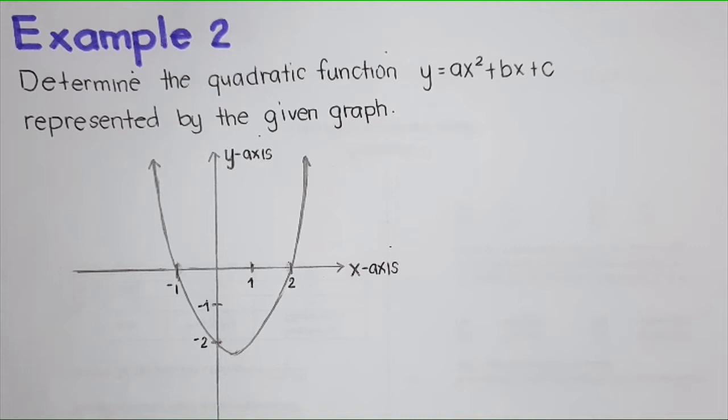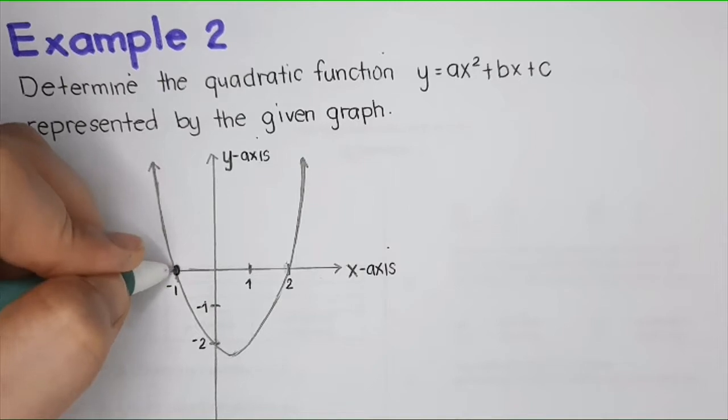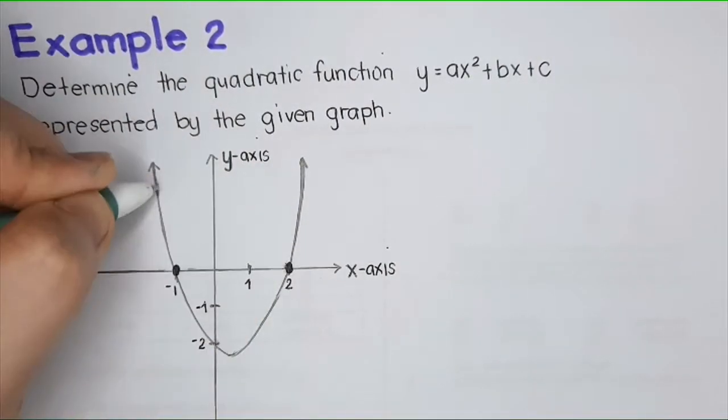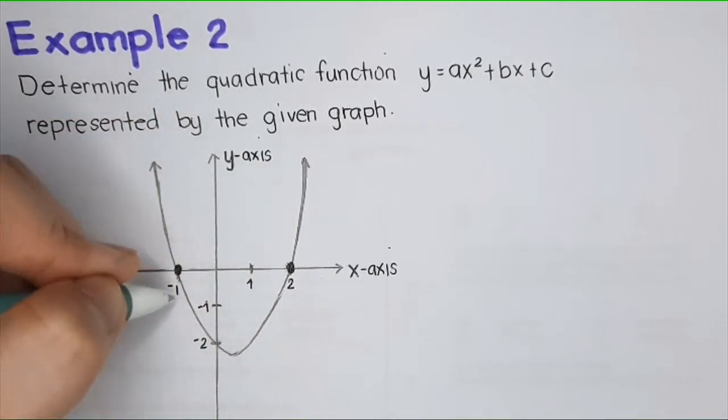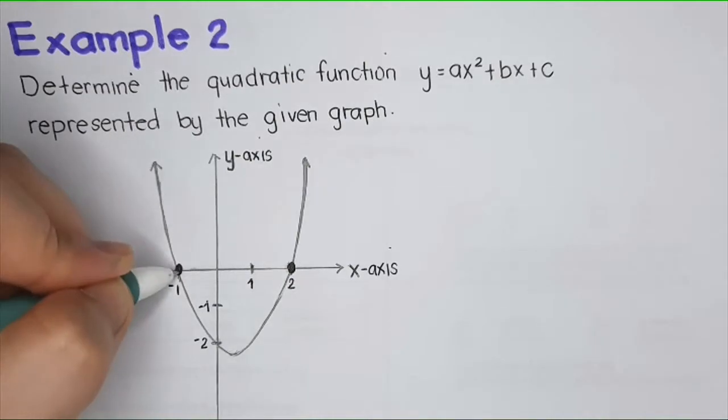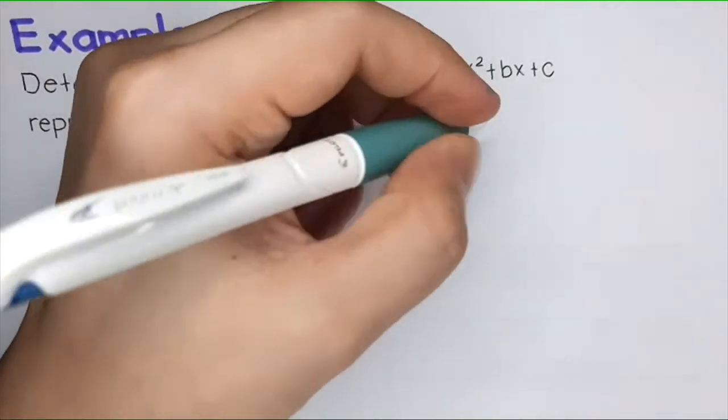Okay, so this is our second example. We now have a graph. Pero madali lang ito because if you look at this graph, tingnan nyo, anong tawag nyo dito? Ito yung tinamaan ng graph sa x-axis. So, ang tawag dito ay mga x-intercepts. So, let me write.